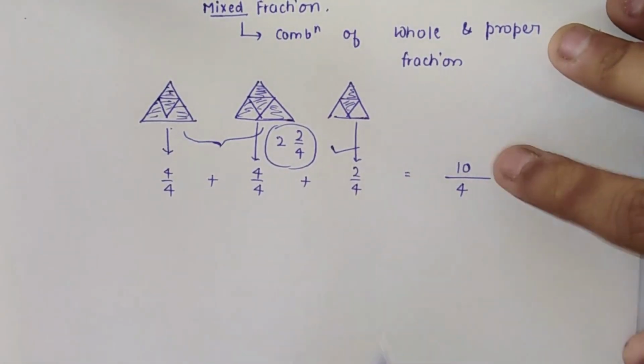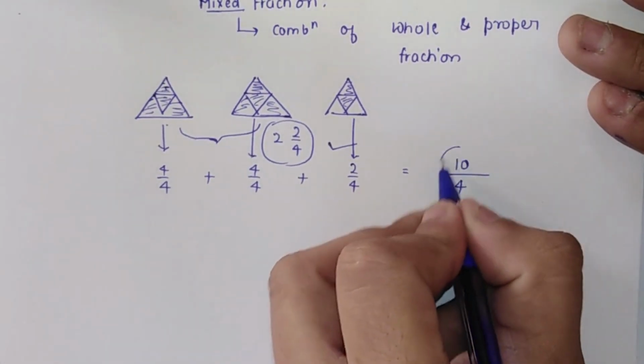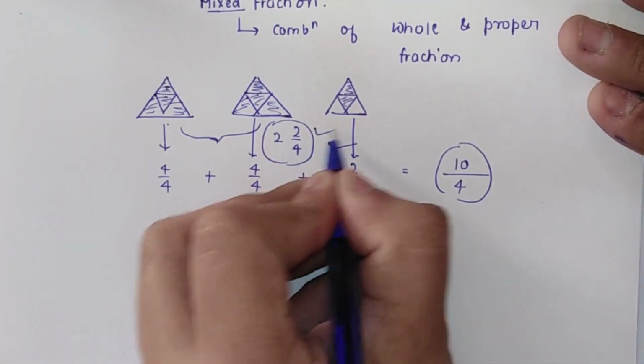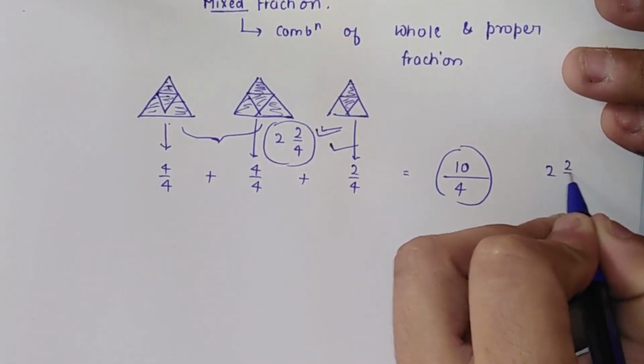10 out of 4. The numerator is greater than the denominator, so it's an improper fraction. And this is also 2 whole 2 by 4, so this is the mixed fraction and this is the improper fraction.